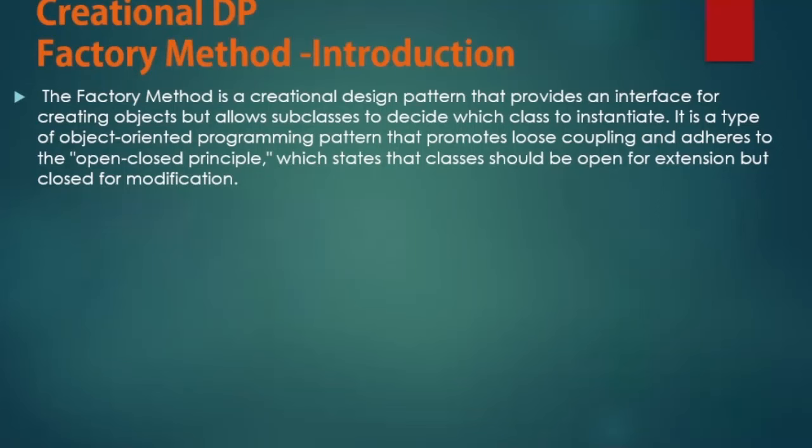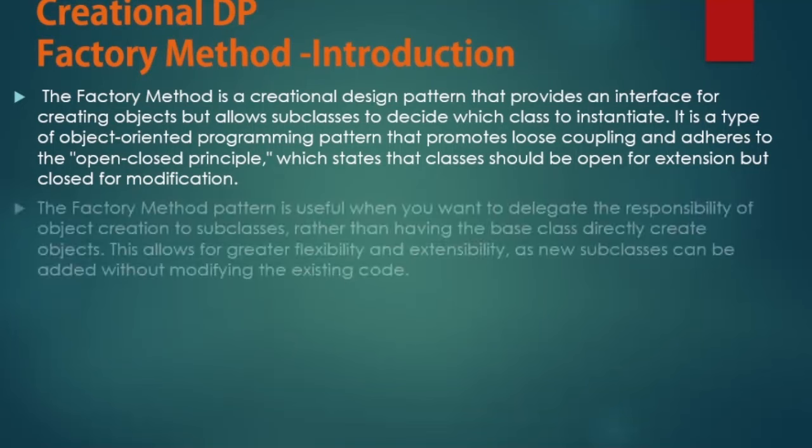The factory method is a creational design pattern that provides an interface for creating objects but allows subclasses to decide which class to instantiate. It is a type of object-oriented programming pattern that promotes loose coupling and adheres to the open-close principle, which states that classes should be open for extension but closed for modification.